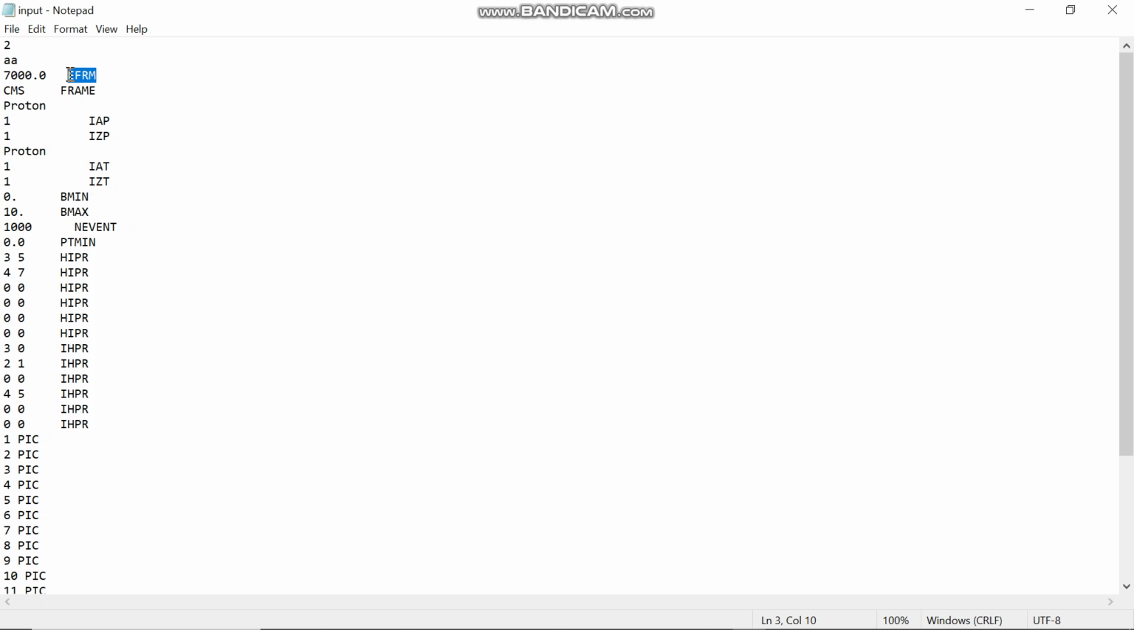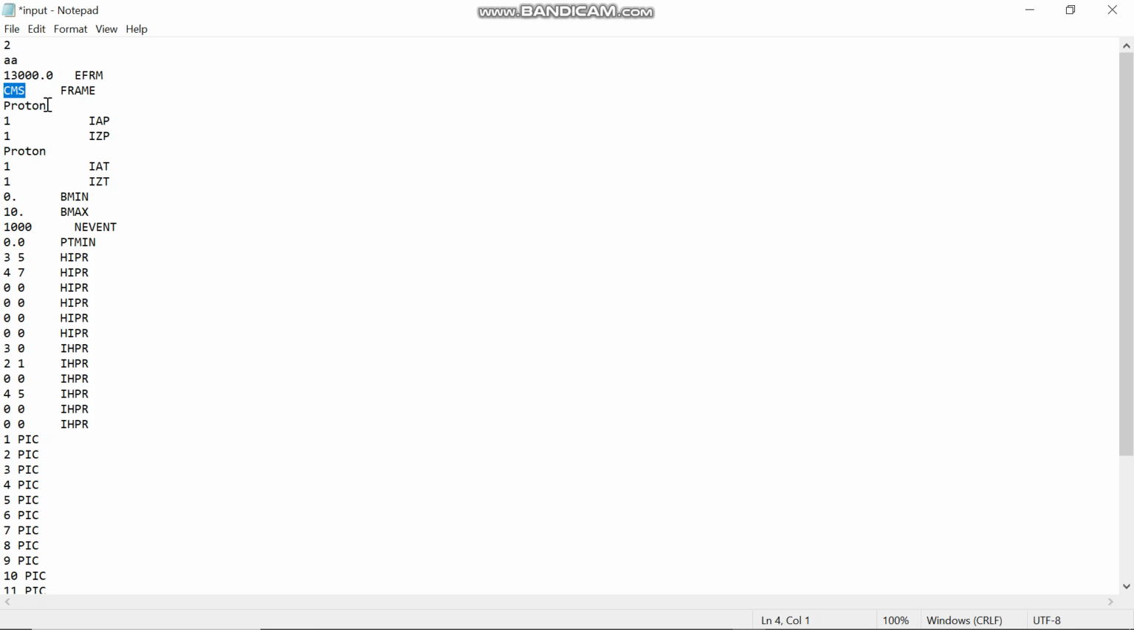E-frame is basically where you set the frame or energy frame. So this 7,000 basically means 7 tera electron volts of energy. If I use 13 here, it becomes 13 tera electron volts. This E-frame is in terms of giga electron volts, so once we write 13,000, it basically means 13 tera electron volts, and this is our CMS frame of reference.